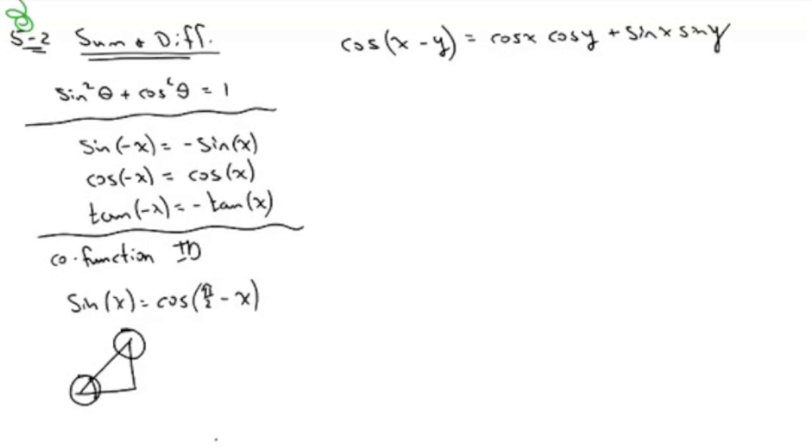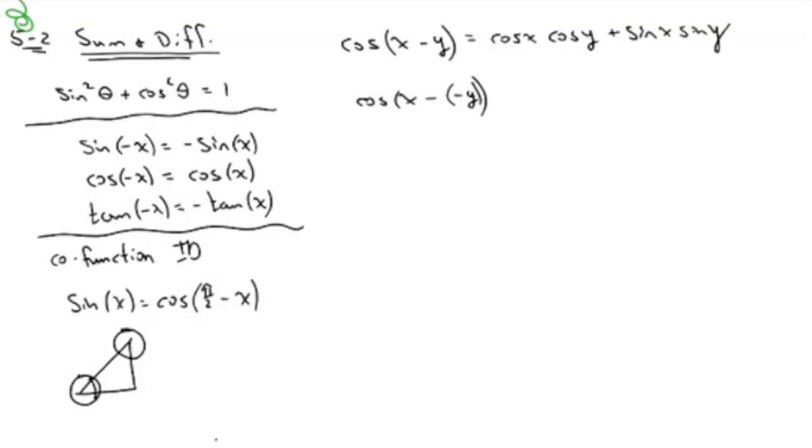This is called the cosine of the difference of the angles identity. We can change this into the cosine of the sum of the angles really easily. All you have to do is make one little adjustment: change y into negative y.